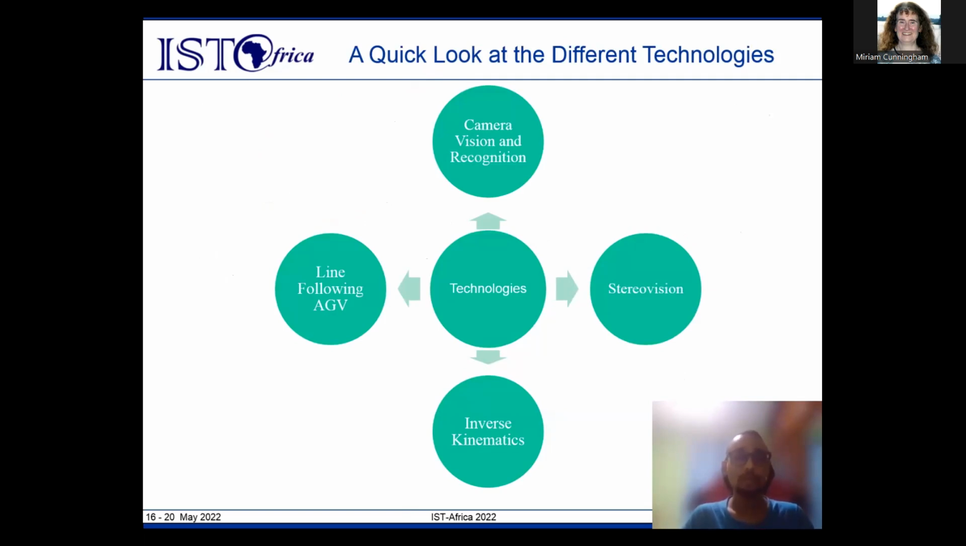First and foremost, we have the camera vision and recognition system. If you are familiar with the concept of computer vision, you might know that we can train or program a system to recognize objects, and in our case, the objects are the tomatoes.